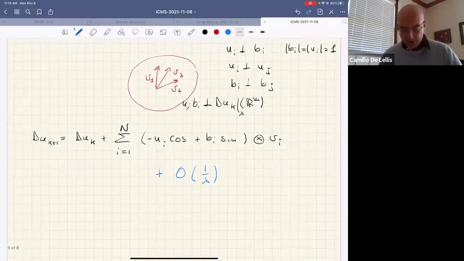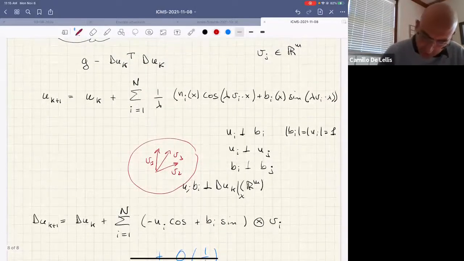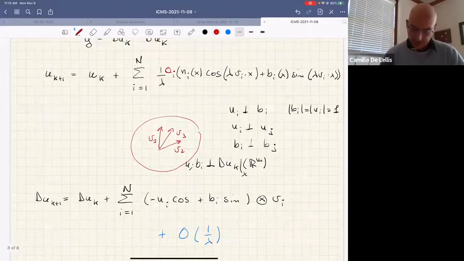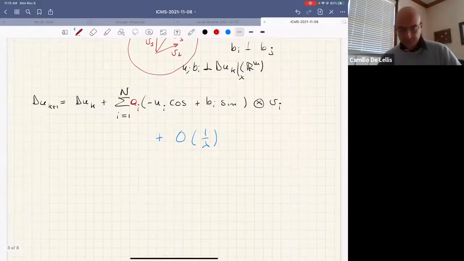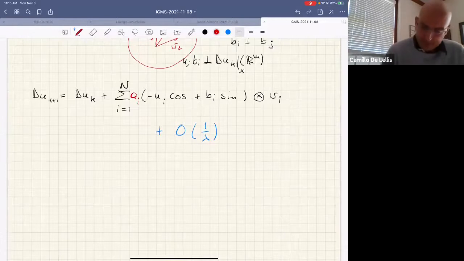Okay, so now I have actually the very same structure. Oh, and I'm forgetting. Here I want to also have the liberty of fixing coefficients a_i, which I'm going to choose later. So these coefficients a_i are going to be over here.